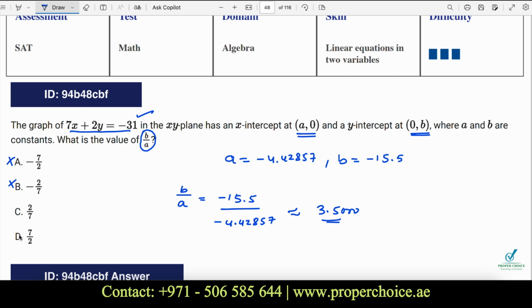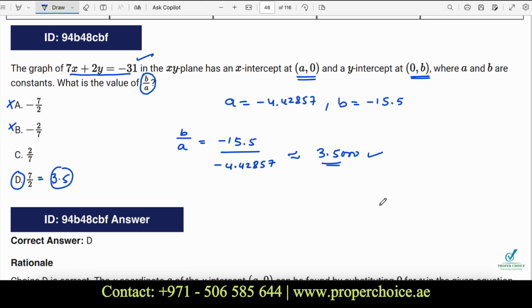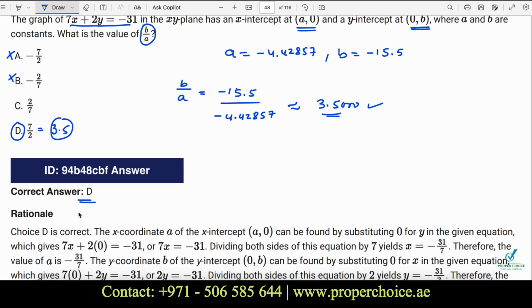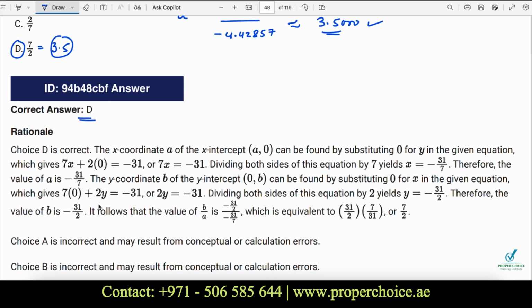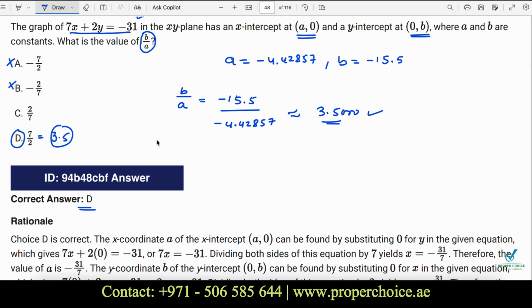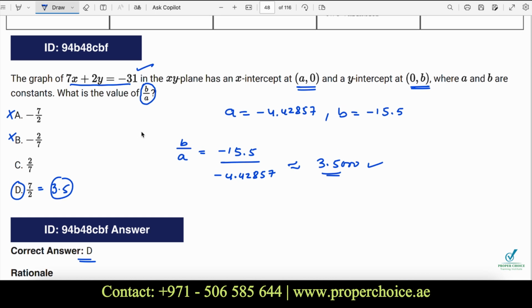That is option D, because 7 divided by 2 gives me 3.5, which is matching. They are asking for the possible or approximate value, so we go with option D as the right answer. This is what you see, and the way they explain it is too difficult to understand. Simply type it on Desmos and you'll get the answer. It's very simple.